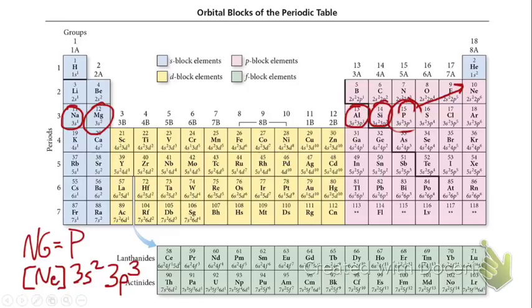So that's how we can use the periodic table to help us make sure that we're on the right track doing a lot of these things. So practice this when you do the noble gas configuration, try it this way. And if you're still having issues, please, please, oh please, come and see me.